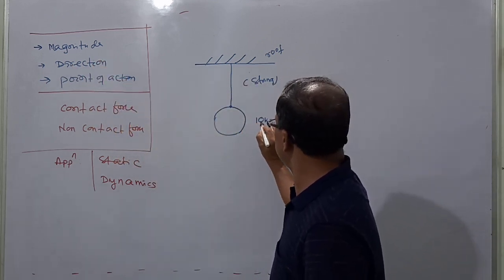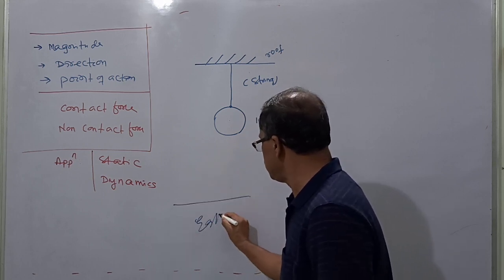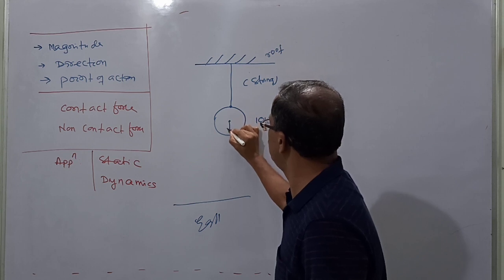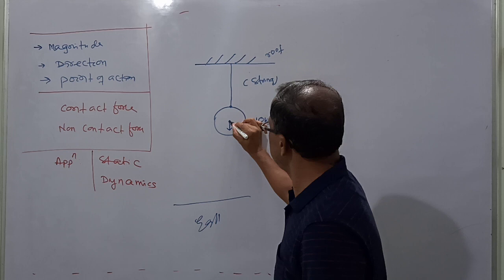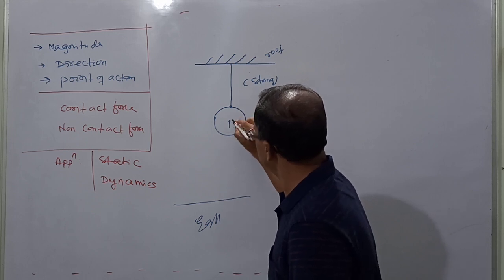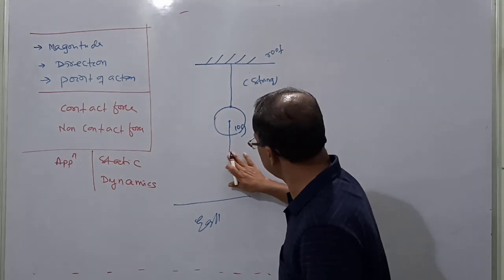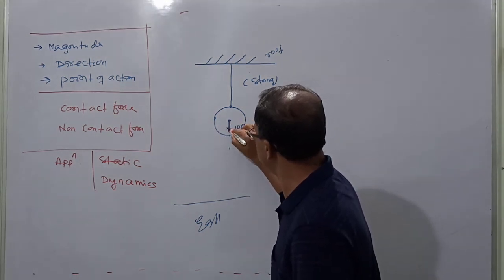So the direction of the weight of the body: the earth is below here, and the earth below is pulling the body downward. That is the weight of the body, 10 into g. This 10g you may draw as a small line or a big line, it doesn't matter. But always draw that gravity is pulling the body downward.